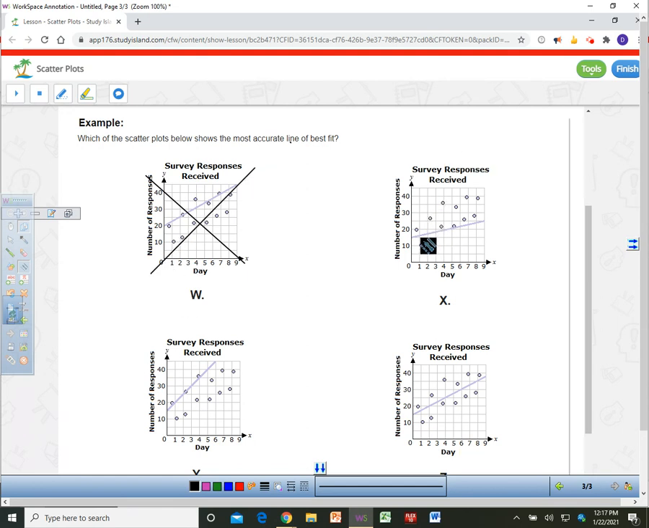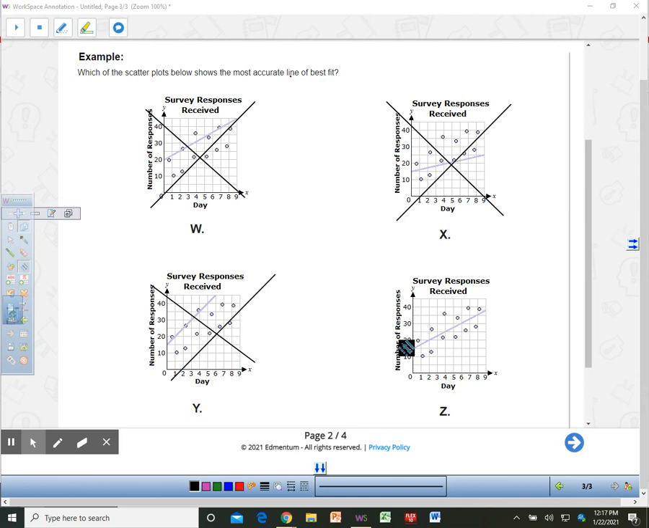Okay, we look at X. This line goes through, but for the same reason we canceled this one out, it doesn't really go through the middle. We want it to go through the middle. Okay, so it can't be that one. Same thing here. It's not equal. We don't have about the same on each side, so it's not going to be that one.